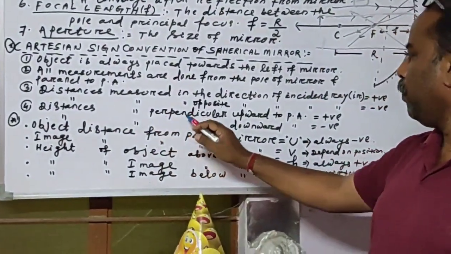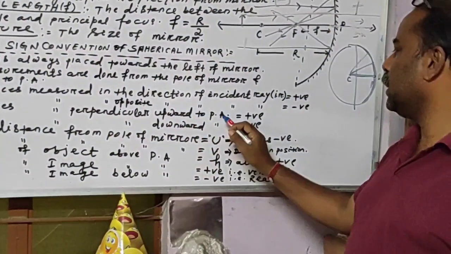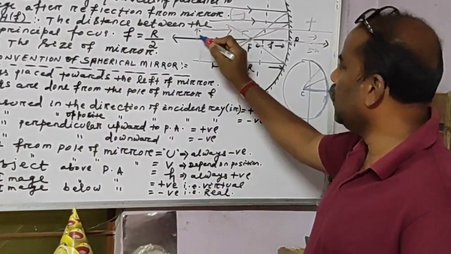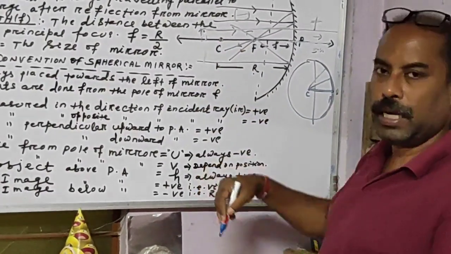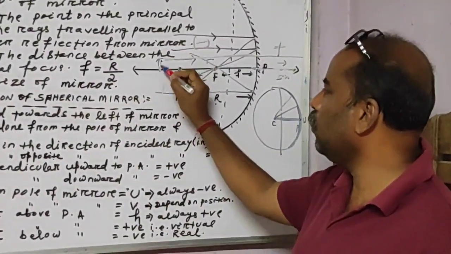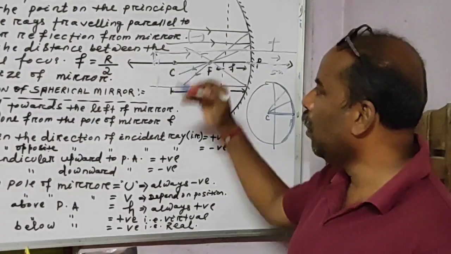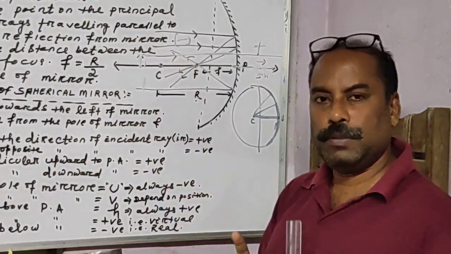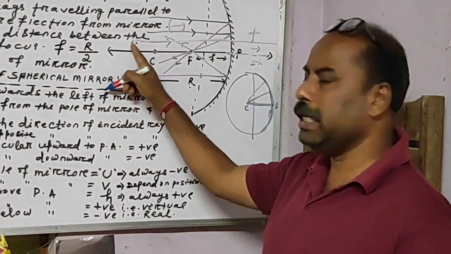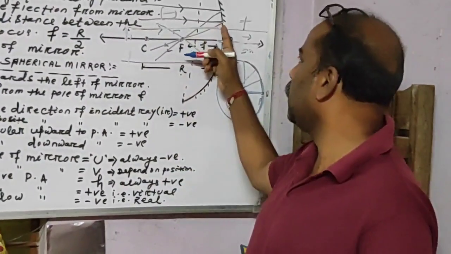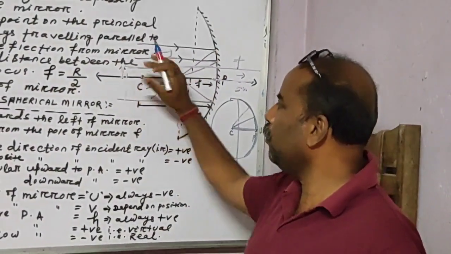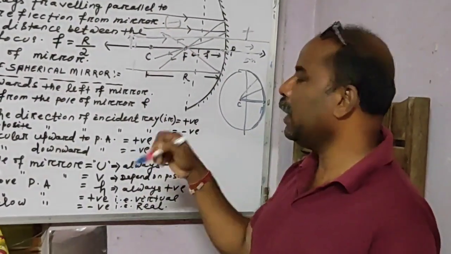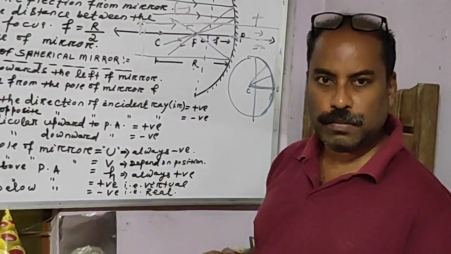Then, distances measured perpendicular upward to the principal axis are taken as positive. Suppose this is the object. It is perpendicular to the principal axis, at 90 degrees. When we measure this height upward, perpendicular from the principal axis, that height is taken as positive. Suppose this is the object, a tree, present in front of the mirror. If we want to measure the height of the tree and it is 5 meters, then we write plus 5 meters, never minus 5.